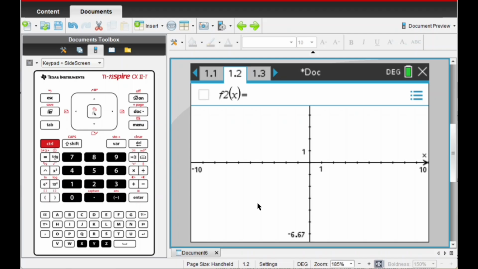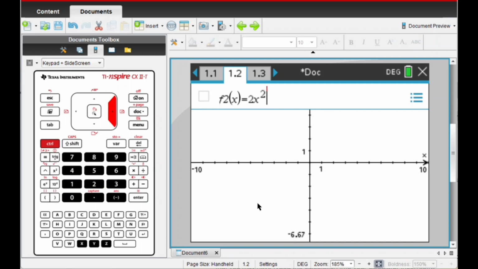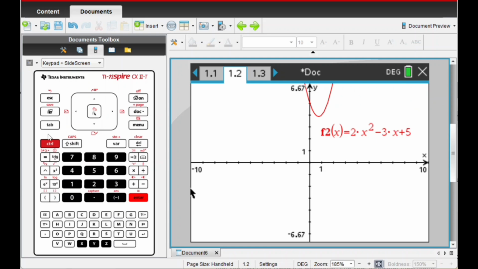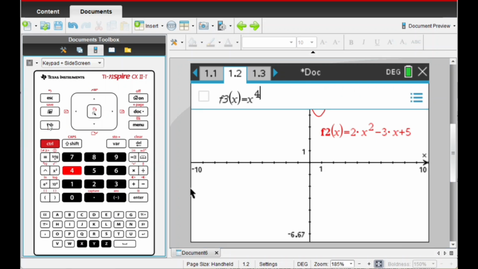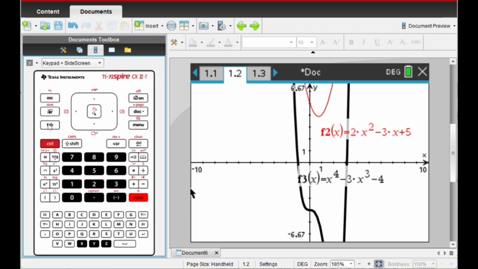To find the intersection, we're going to do this by graphing. So let's put these two equations in. So the first one, 2x squared minus 3x plus 5. Then press tab for the next equation, which is x to the power of 4 minus 3x cubed minus 4.